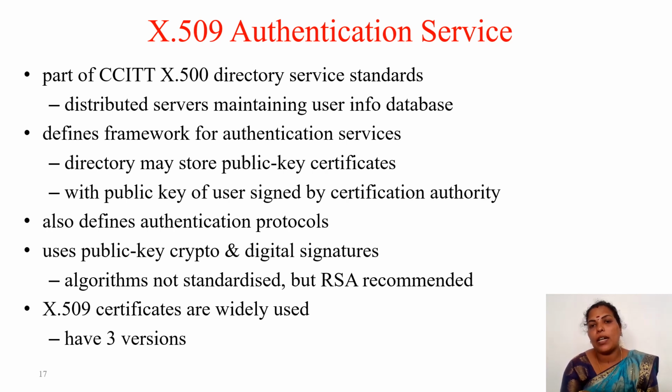Next is the X.509 authentication service. It is part of the CCITT X.500 directory service standards. It is a distributed service maintaining a user information database. It defines a framework for the authentication service. Here the directory may store public key certificates, so the certificate authority concept is involved in the X.509 authentication service, with the public key of the user signed by the authority. It also defines authentication protocols. It uses public key cryptography and digital signatures. The algorithms are not standardized, but generally RSA, Rivest Shamir Adleman, is recommended here. X.509 certificates are widely used and there are 3 versions.